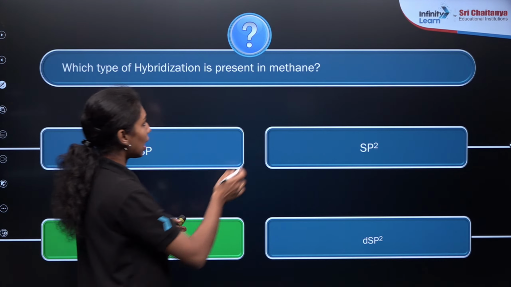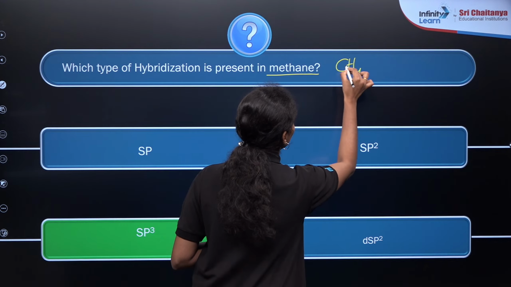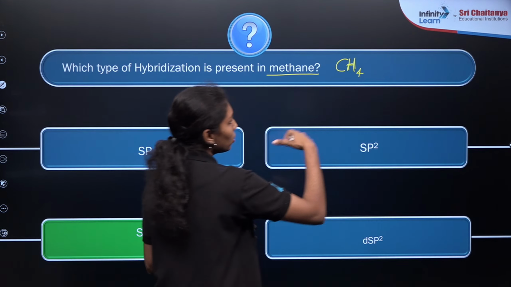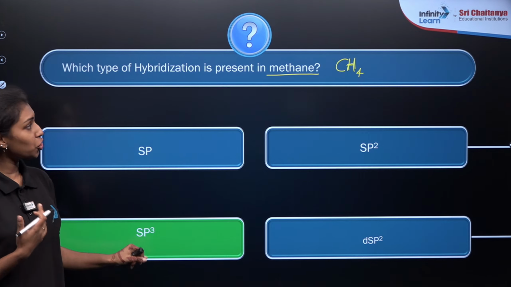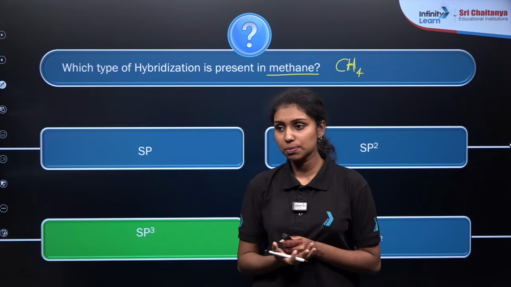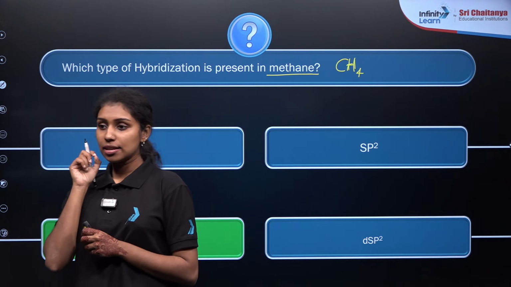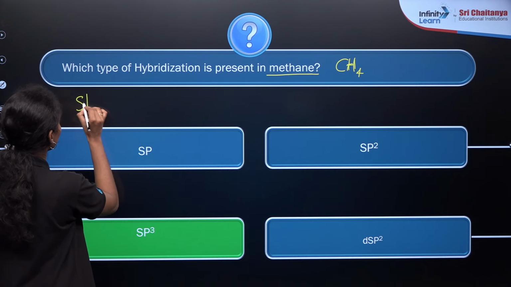We have already discussed the last case, right? Methane means CH4 molecule, a carbon compound containing only single bonds. So methane will have sp3 hybridization. If you are not familiar with the shape of this molecule or the hybridization, there is a simple trick to find out the hybridization, that is the steric number concept.